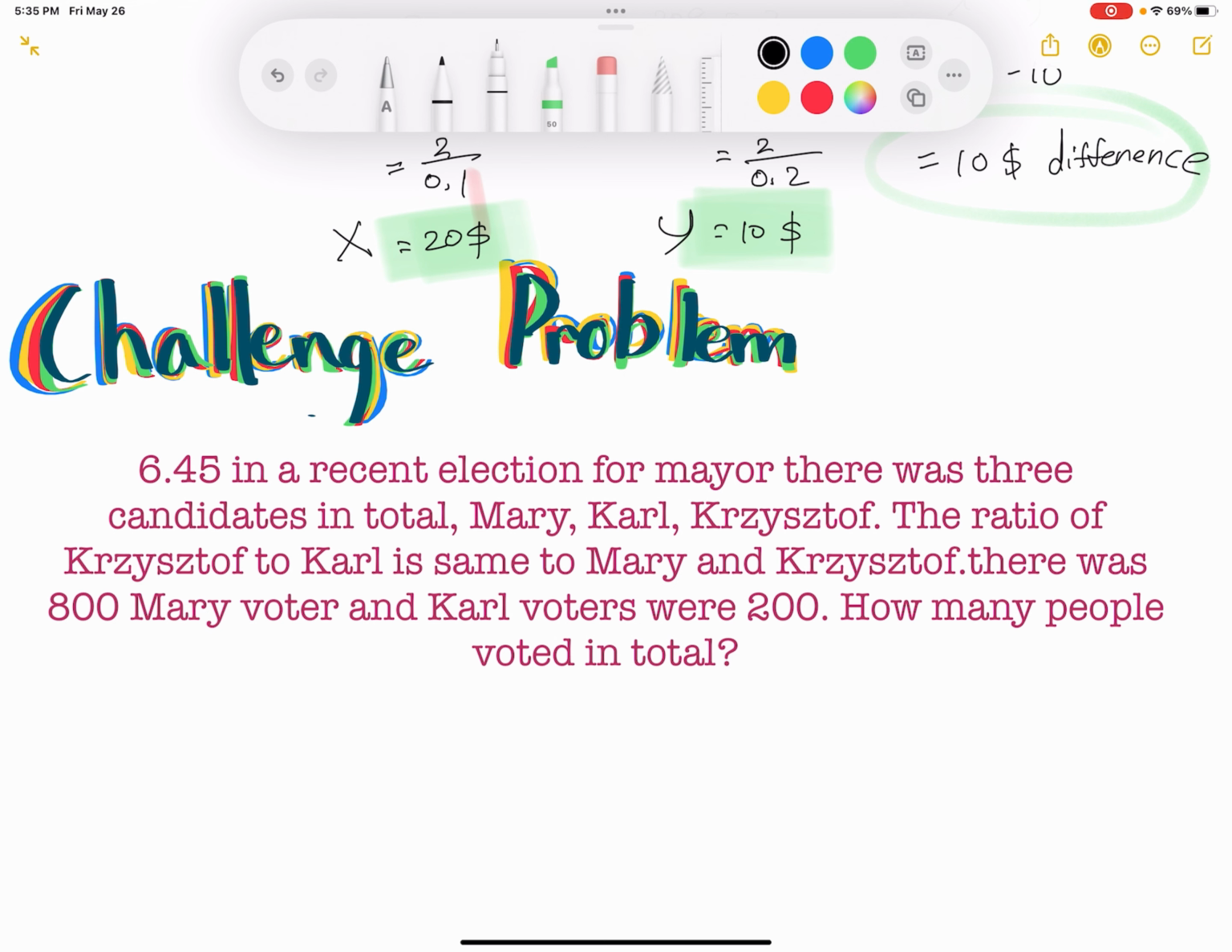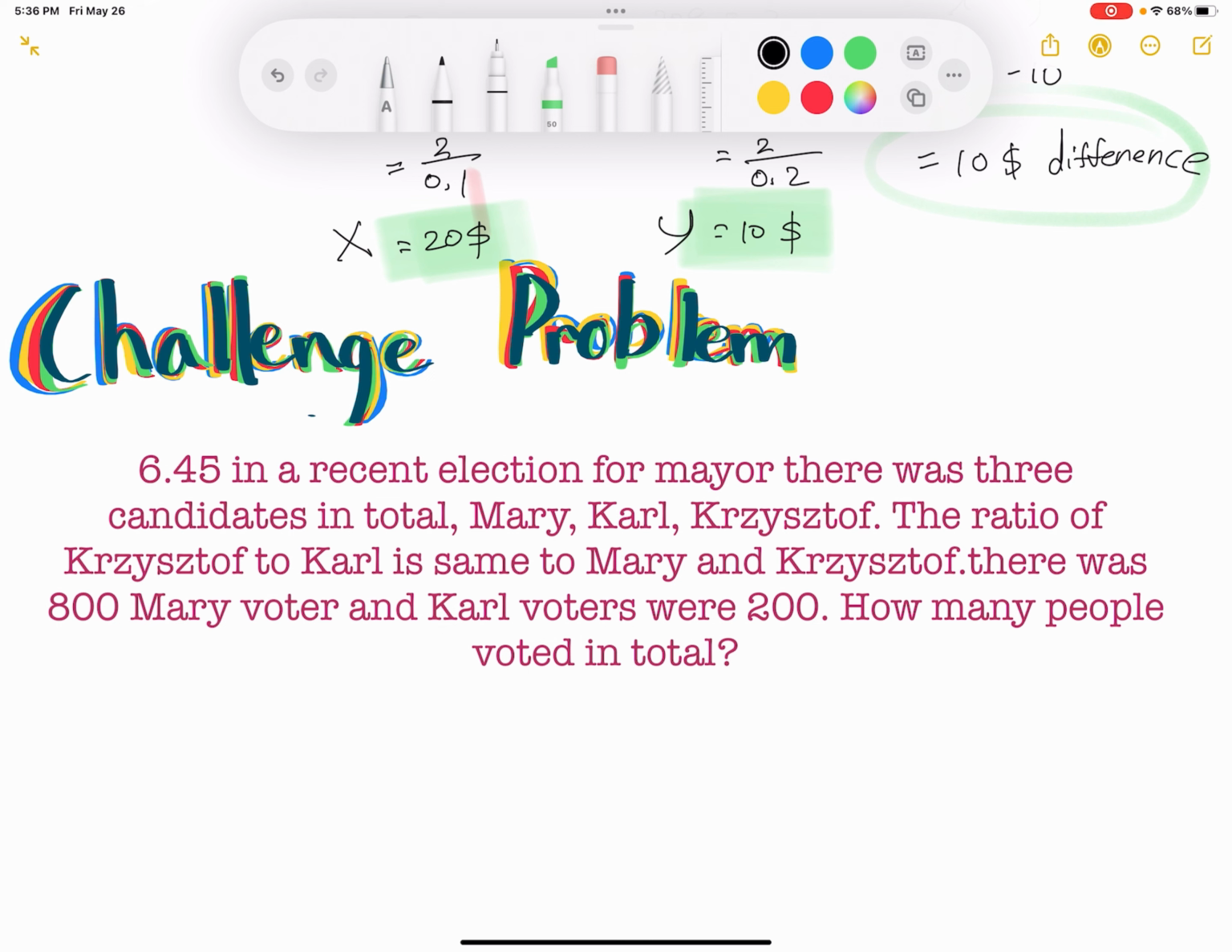Challenge problem. This is our problem to finish off the whole entire chapter. In a recent election for mayor, there were 3 candidates in total: Mary, Carl, and Kristoff. The ratio of Kristoff to Carl is the same as Mary to Kristoff. There were 800 Mary voters and Carl voters with 200. How many people voted in total?